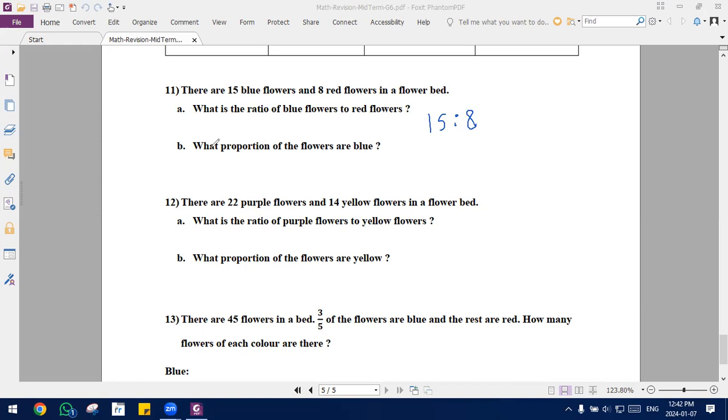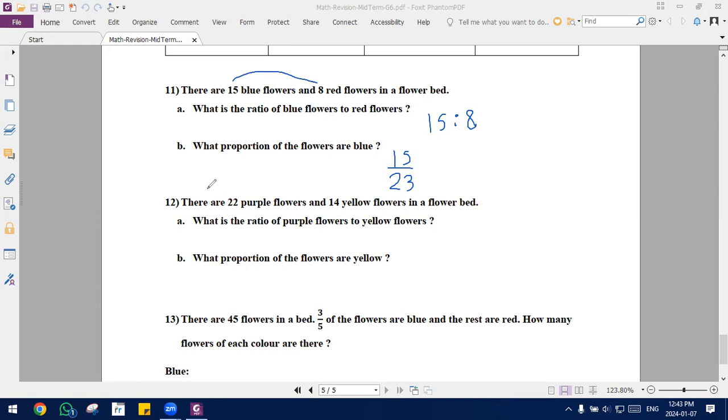Then, what proportion of the flowers are blue? So proportion here is a fraction. They said the blue. How many blue do we have? 15. But out of, we need to put the total now. So we have 15 plus 8 is 23. So it's 15 out of 23. So this is the proportion of blue flowers.